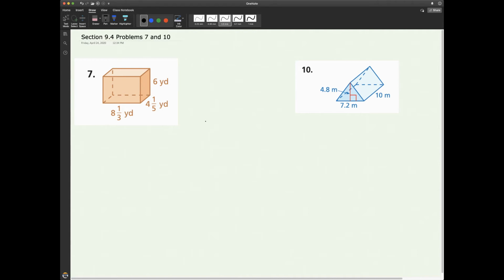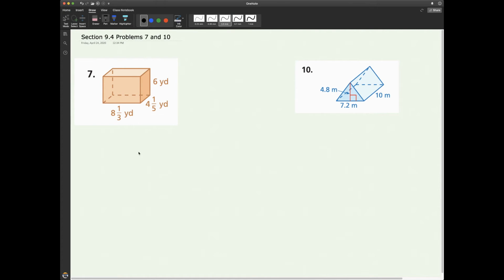I want to look at a couple of problems from section 9.4, which is the volume of prisms. So I have two problems. You can see that one of them is a rectangular prism. That would be this one. And then over here, I have my triangular prism. So let's get started.